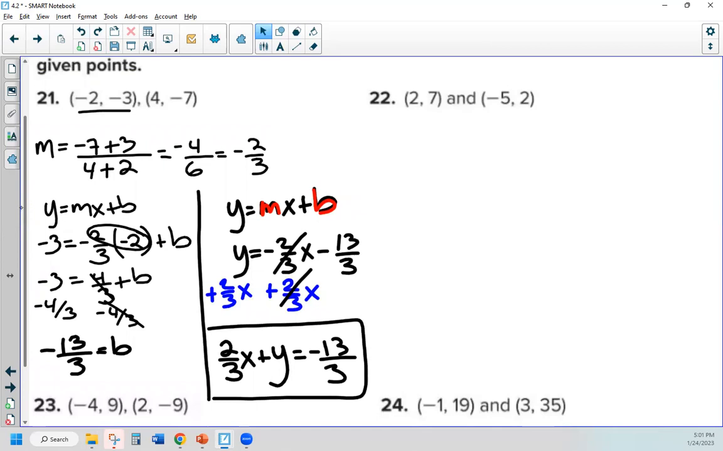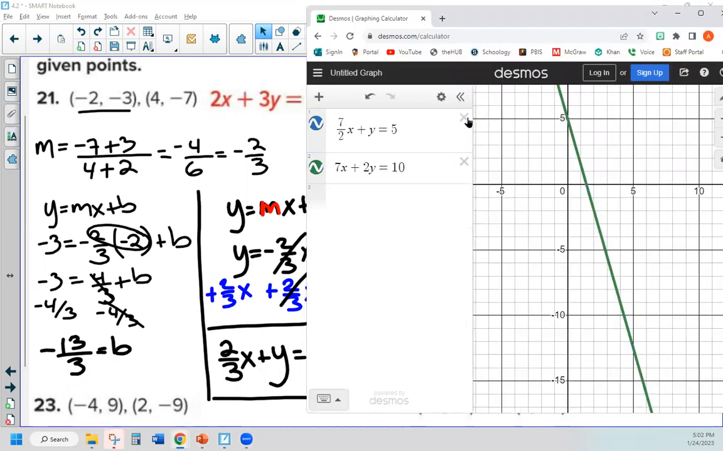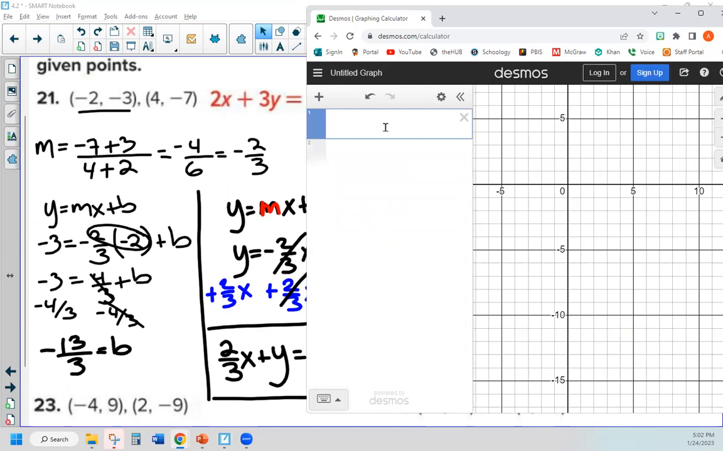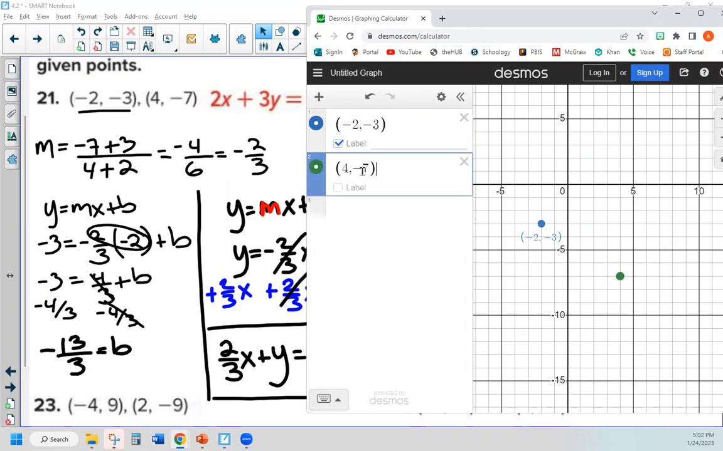But what I do want to do is check this out. I want to see how, because I know the book did it differently than me. So let's go ahead and see how that looks on Desmos. So let's first put the points. Let's see all of it. So let's put the point -2, comma, -3, close. That's that point right there. We also had a point at 4, comma, -7 right there.